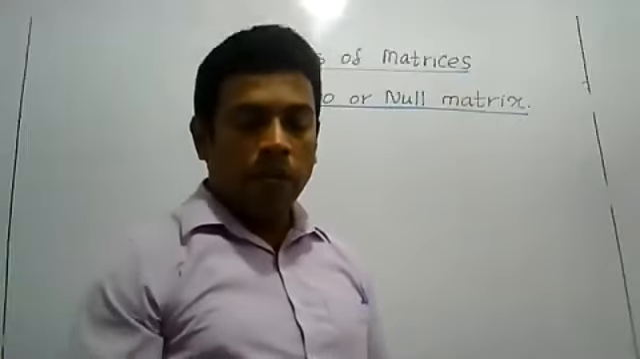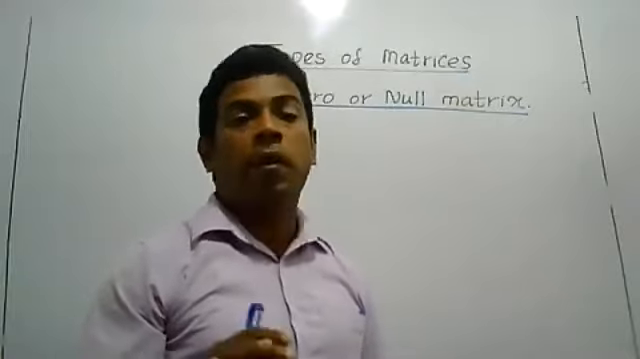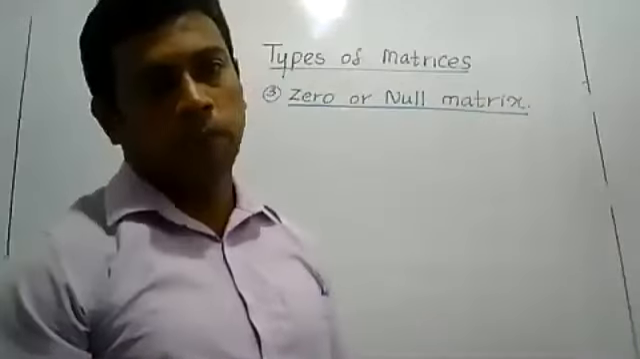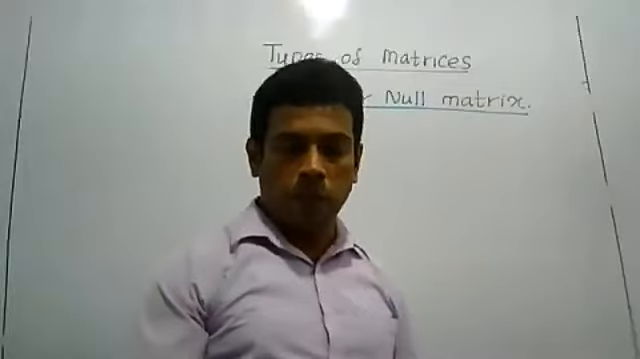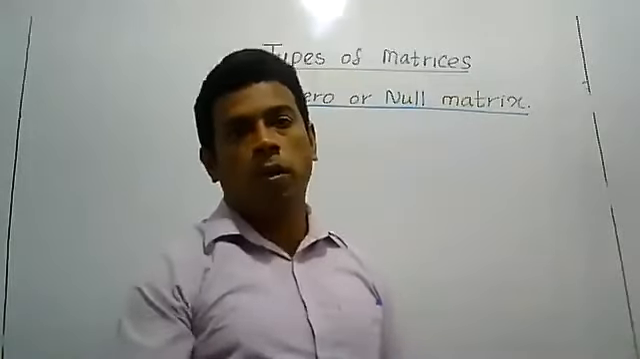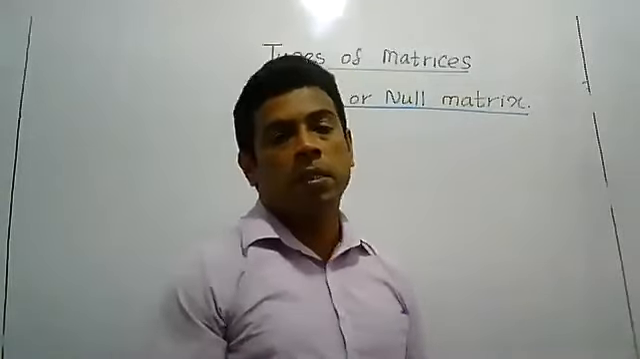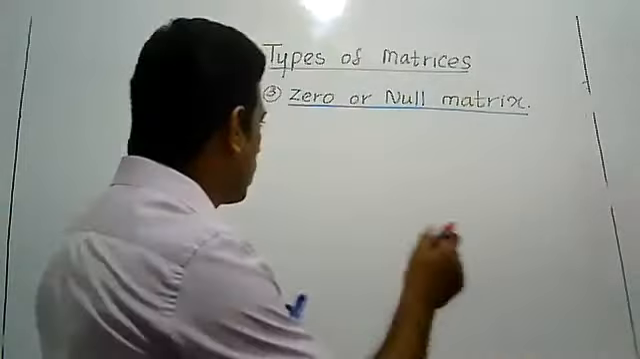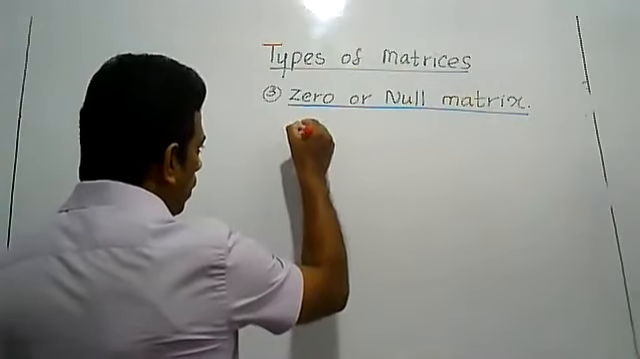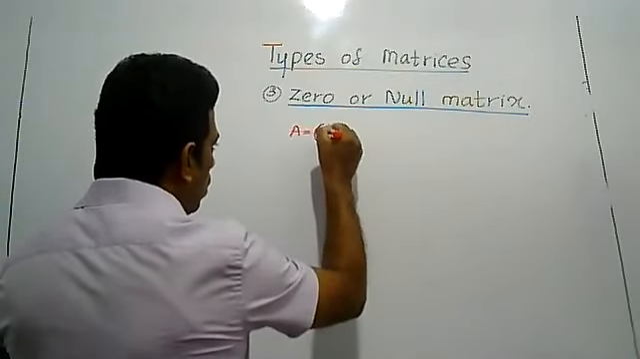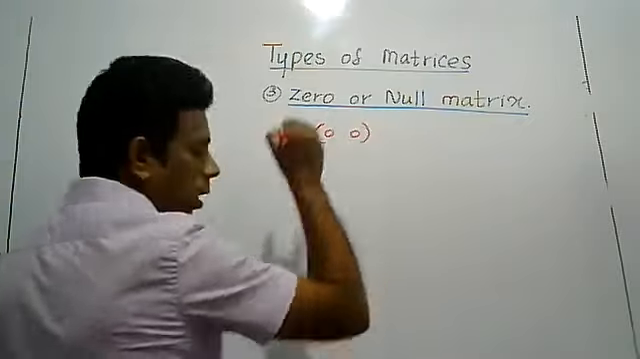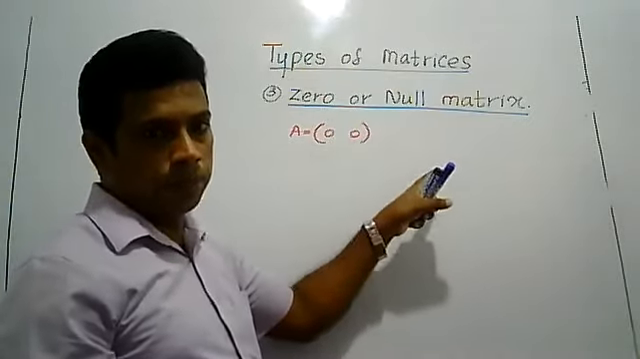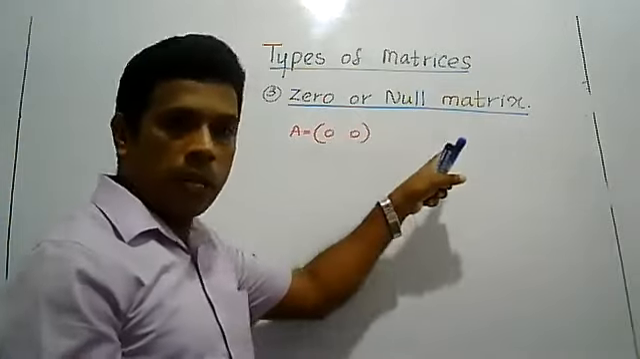Now, a null matrix or zero matrix is a matrix in which all the elements should be 0. Any order, we don't consider the order this time. Any order, but when all the elements are 0, that is a null matrix or zero matrix. Then write down some examples. A equals, that is a row matrix, that is a null matrix.